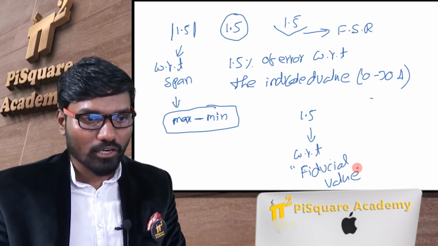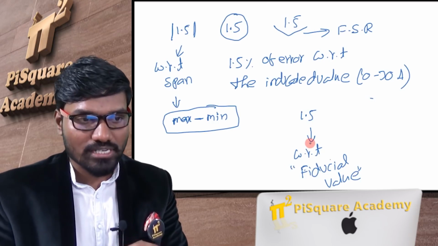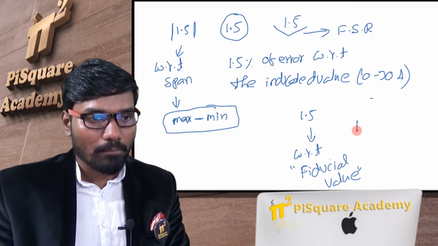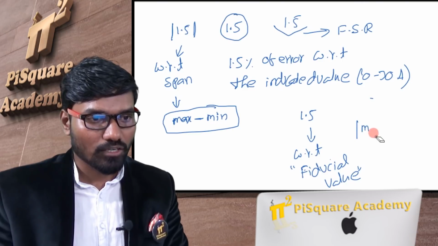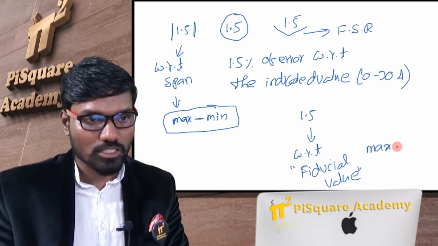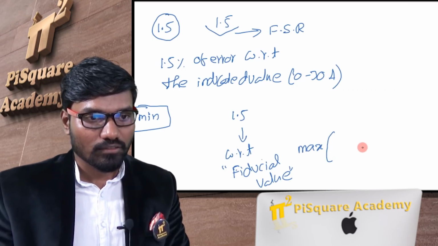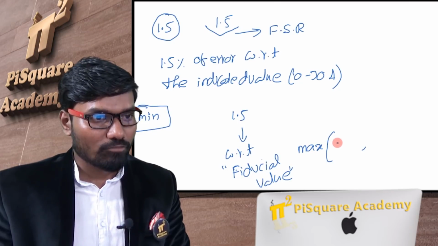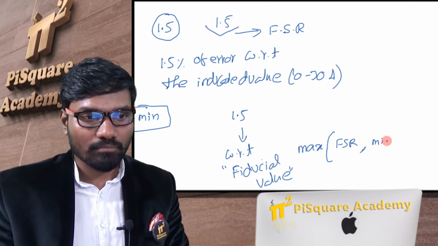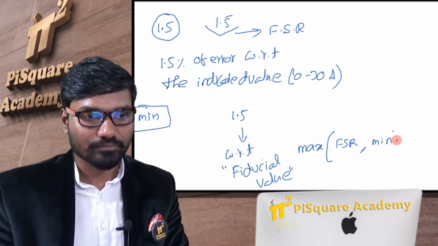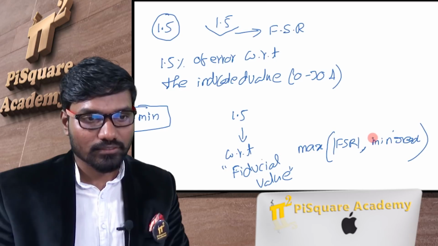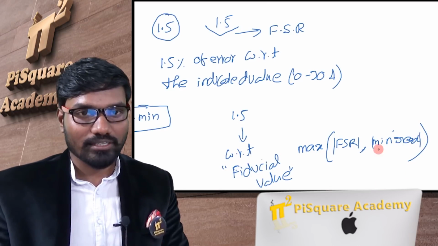This fiducial value, according to the international standards, is taken as the magnitude of the maximum value of the full scale reading and the minimum reading. Of course, we will take magnitudes only. I'll explain more clearly with this.